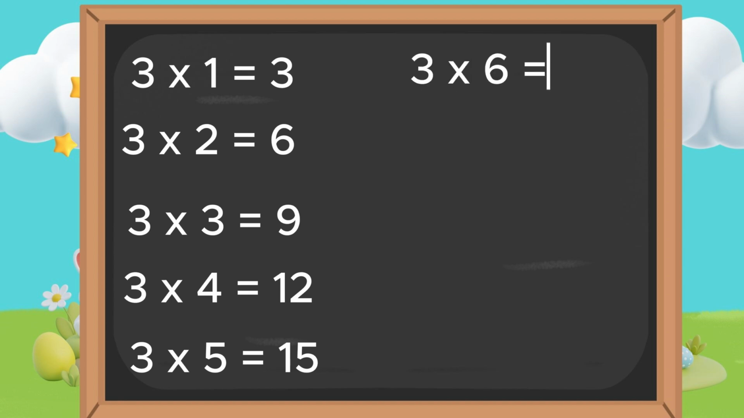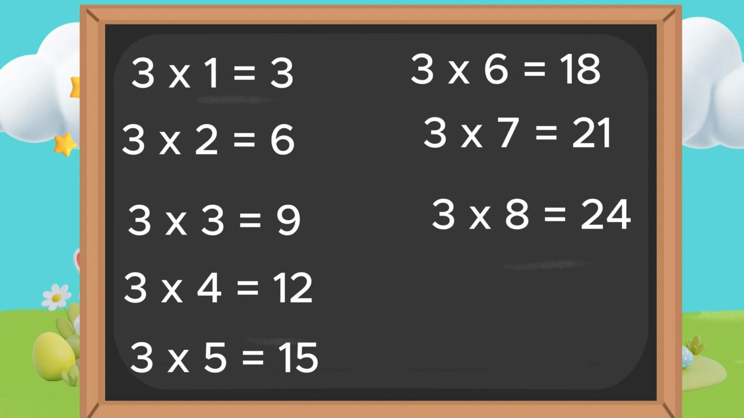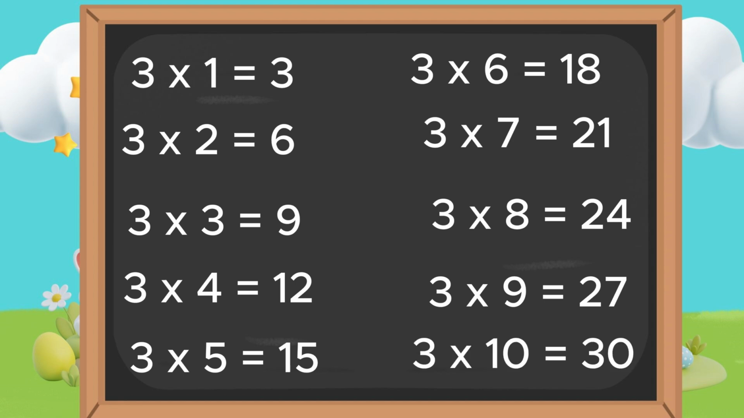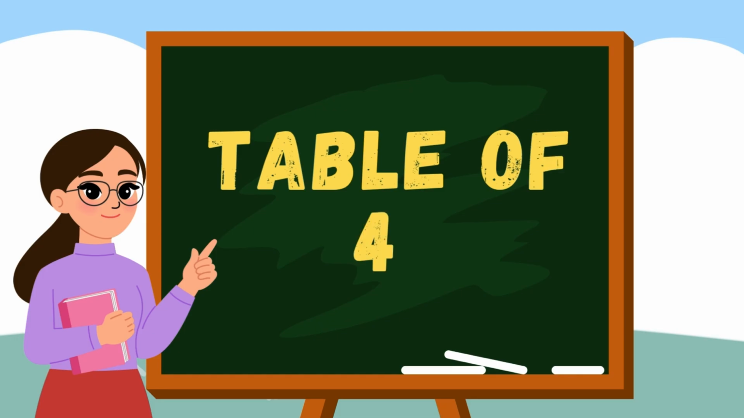3 sixes are 18. 3 sevens are 21. 3 eights are 24. 3 nines are 27. 3 tens are 30. Table of 4.